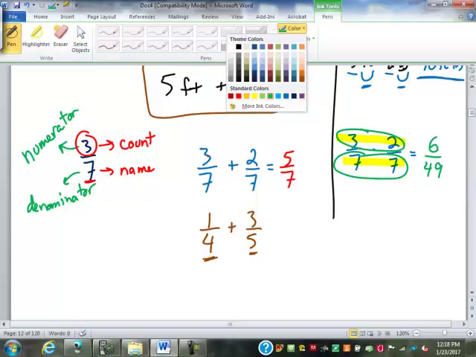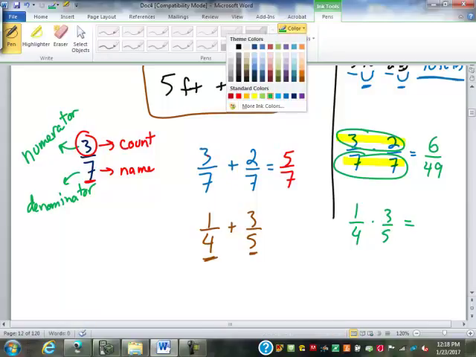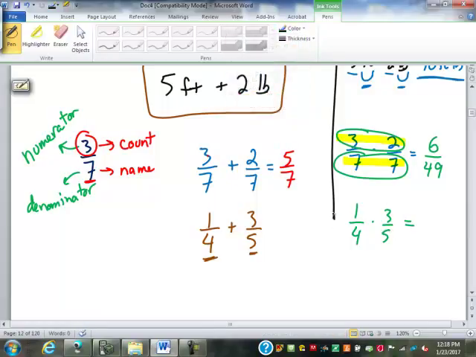And if we have our 1/4 and 3/5, when we multiply, we do not need the same name. So in fractions, that means we do not need a common denominator. You're just going to multiply the counts. 1 times 3 is 3. And also multiply the names. 4 times 5 is 20.